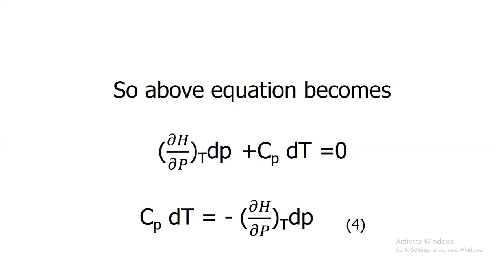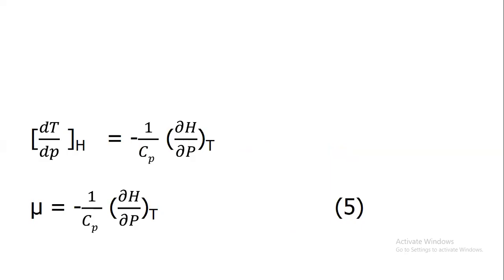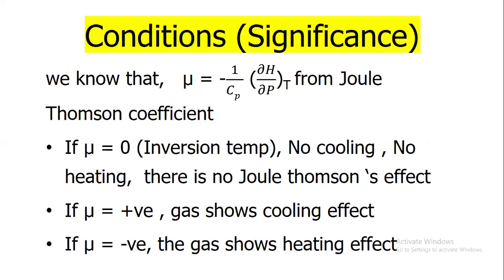So Cp dT equal to minus (∂H/∂P)_T dP. So dT over dP equal to minus 1 over Cp times (∂H/∂P)_T. The variation of temperature with pressure at constant enthalpy is called the Joule-Thomson coefficient and denoted by mu. So mu equal to minus 1 over Cp times (∂H/∂P)_T, where mu is the Joule-Thomson coefficient. The Joule-Thomson coefficient is defined as the rate of change of temperature with respect to pressure at constant enthalpy.